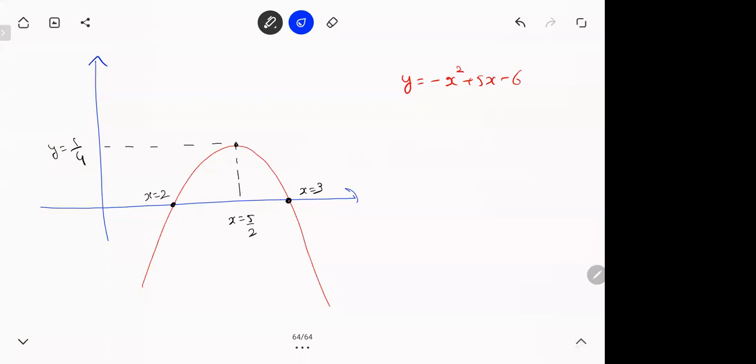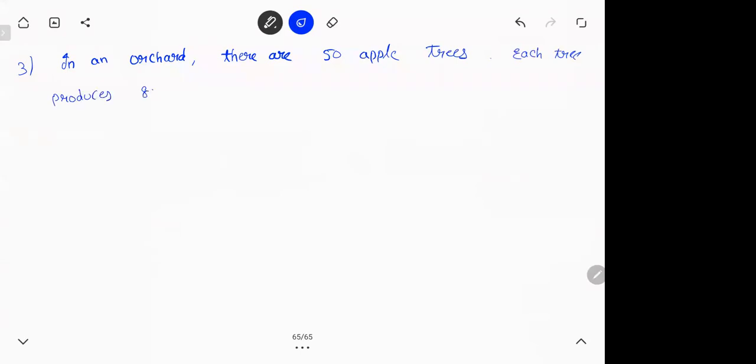Now, problem क्या है ना, calculus में differentiating and all is fine. The problem is converting a verbal problem into a calculus problem, that is the headache. Like this one. In an orchard, there are 50 apple trees. Each tree produces 800 apples.